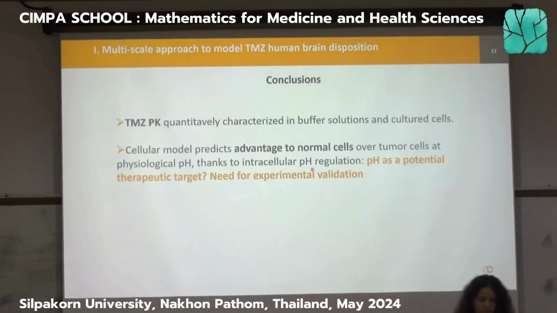And this would be the conclusion for this part and for today, I think. So in this first part, what we have done is we have designed mathematical models based on ordinary differential equations to characterize the pharmacokinetics of temozolomide, first in buffer solution, and then in cancer cells cultured in vitro. And then, as you can see, we have used a multi-scale approach, in the sense that we have used the model that was designed in the buffer solution to then design a model that is more complete or more appropriate for the cell culture.